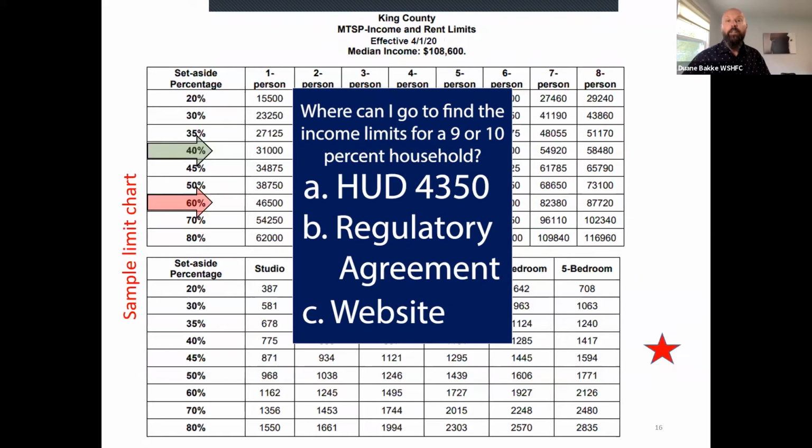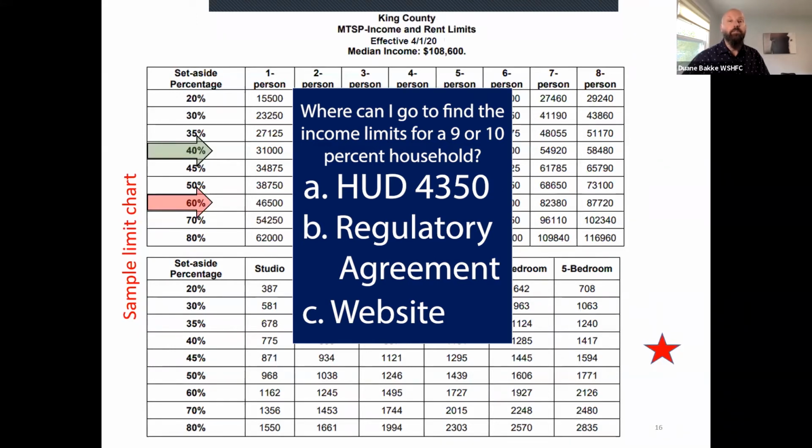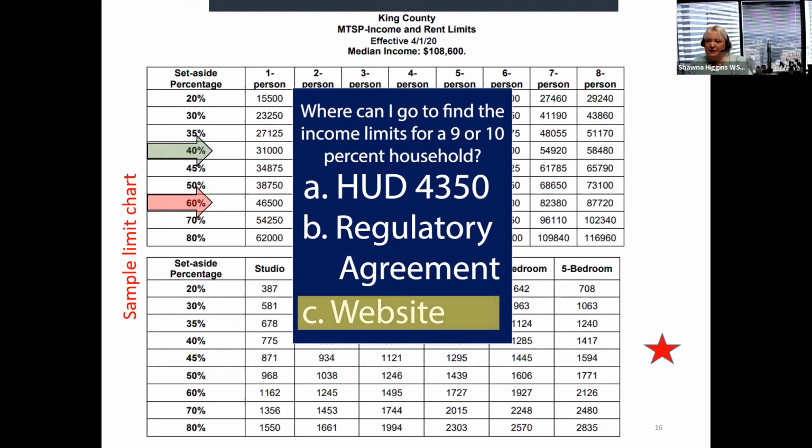Where can I go to find the income limits for a 9 or 10-person household? Got HUD 4350. You can look in your regulatory agreement, or you can go to this website. Our tax credit income and rent limits may be found on our website.